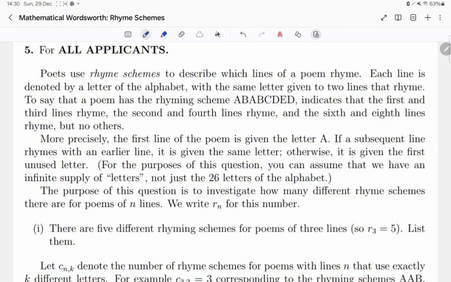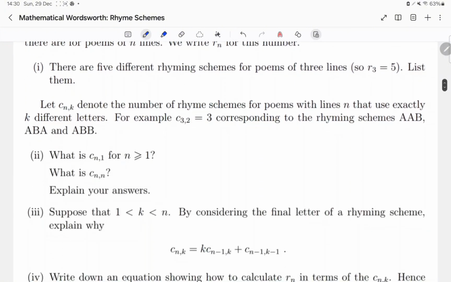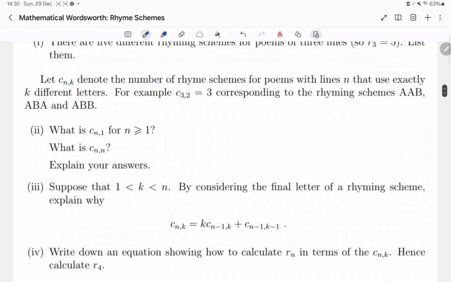Part 1. There are 5 different rhyming schemes for poems of 3 lines, so R3 is equal to 5. List them. Let C(n,k) denote the number of rhyme schemes for poems with n lines that use exactly k different letters. For example, C(3,2) equals 3 corresponds to the rhyming schemes AAB, ABA, and ABB.